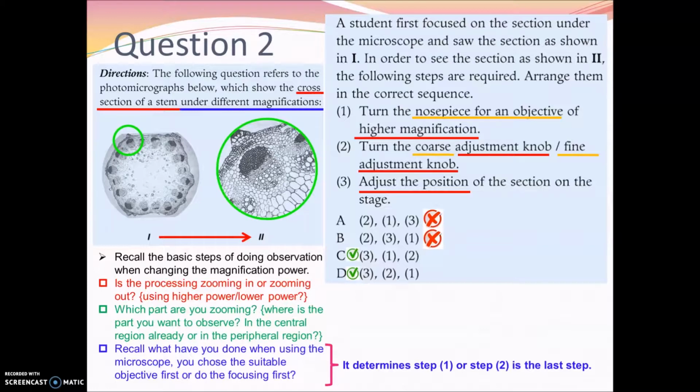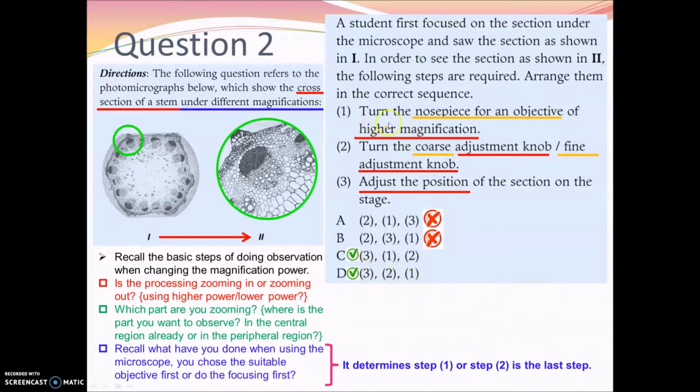So you need to recall what you have done in the laboratory last week. When you are handling the microscope to zoom in on different things, maybe the cells, maybe the cotton wool, maybe the newspaper, what did you do first? Did you choose the suitable objective first, or do the focusing first? How can you do the focusing? We rotate the adjustment knob, no matter whether it is a coarse or fine adjustment knob. Which step do you do first? It will determine whether it is 3-1-2 or 3-2-1.